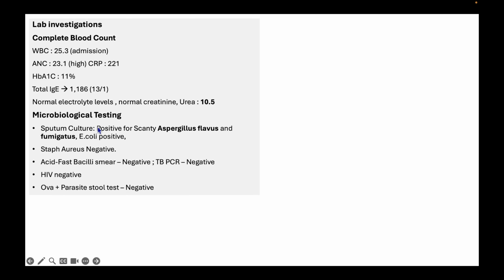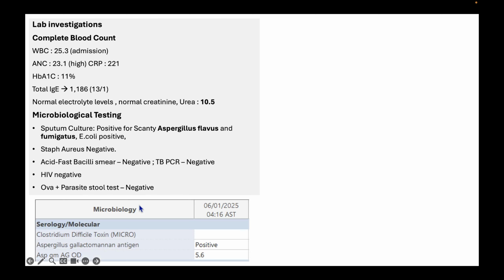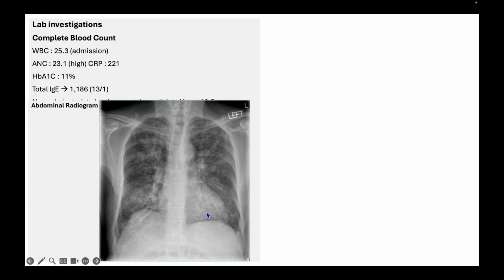Microbial testing. We found that it was positive for Aspergillus flavus and fumigatus, E. coli positive, Staph aureus was negative, acid fast, TB, was negative, HIV was negative, ova and parasites, blah blah blah, was negative. Okay, and then we found, oh yeah, here the antigen is positive, and this is the level. And then we saw in the chest x-ray that there's a consolidation over here, as you can see.